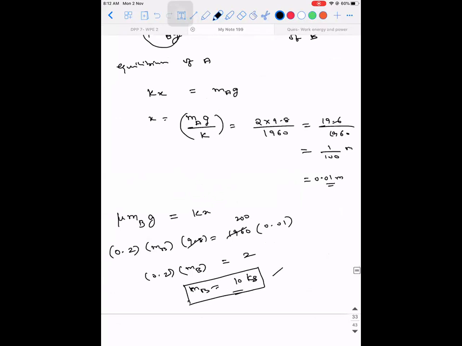Tell me, guys, is there any doubt till this step? No, sir. So they are asking what is the energy stored in the spring? That is half kx squared. You know half k value is 1960. You know the extension x, substitute it, and you will get the answer.